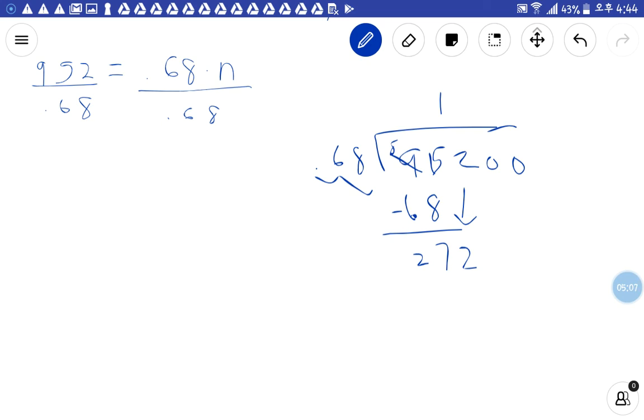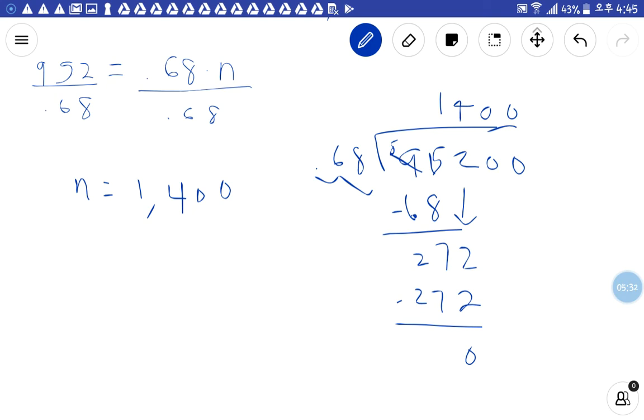How many times can 68 go into 272? 4 times. 4 times 8 is 32. 4 times 6 is 24, plus 3 is 27. All right, I put the 2 zeros at the end. So how many people were surveyed? 1,400 people were surveyed. Okay? All right, let's move on.